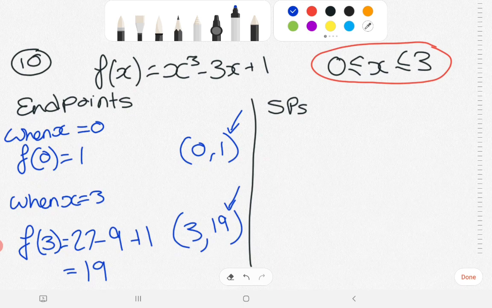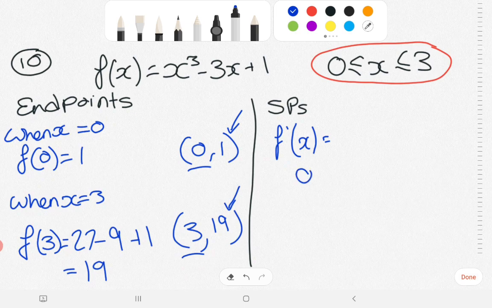So if we were just looking at the endpoints, the maximum value of the function is 19, the minimum value is 1, the maximum value occurs when x is 3, the minimum value occurs when x is 0. Okay, but there could be stationary points between 0 and 3 that might actually override one of those. Okay, so what we then have to do is work out your stationary points.